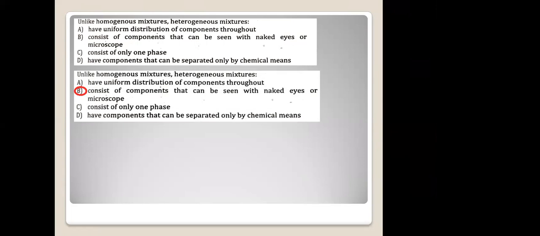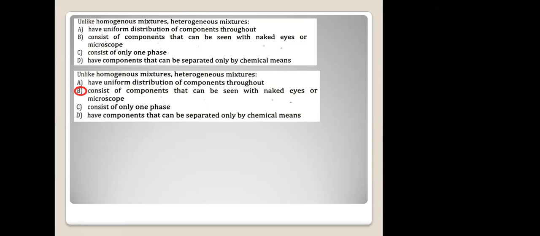Unlike homogeneous mixtures, heterogeneous mixtures consist of components that can be seen with the naked eye or a microscope. So what is a heterogeneous mixture? Can someone tell me? A heterogeneous mixture can have more than one phase, and its components can be seen by our naked eyes or microscopes. Oh yes, that's right. Very good. That is called a heterogeneous mixture.